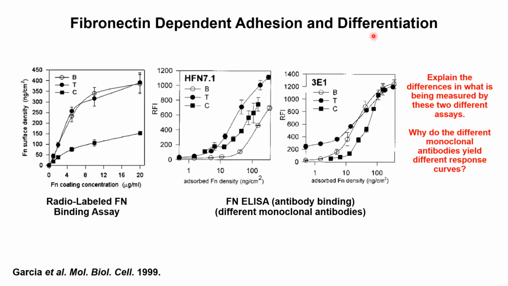Anybody want to comment or guess on why these different monoclonal antibodies have these different response curves for the surface-presented fibronectin? Check the chat.